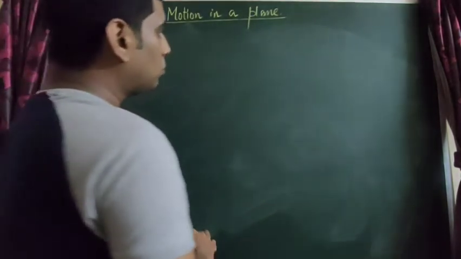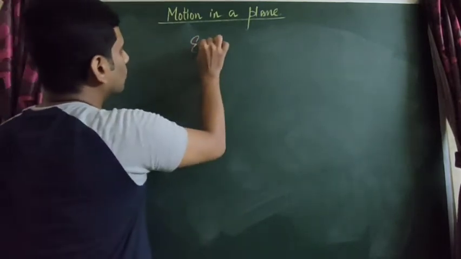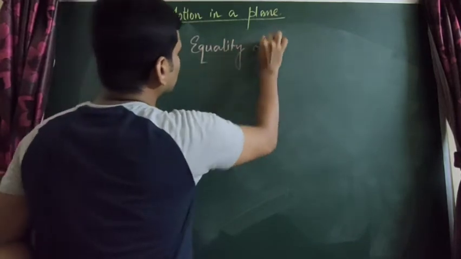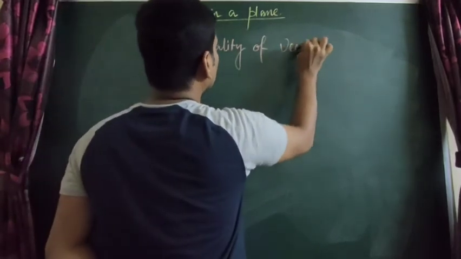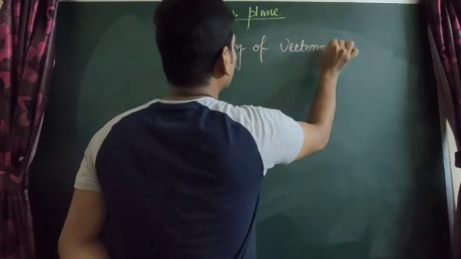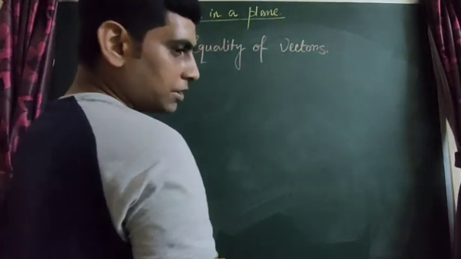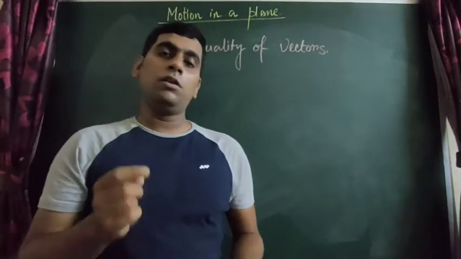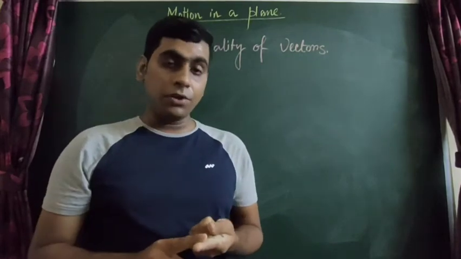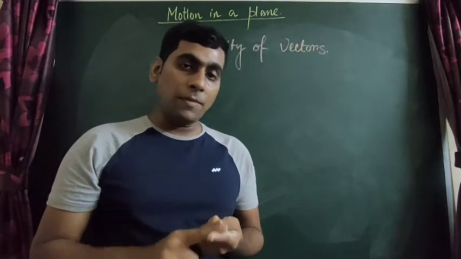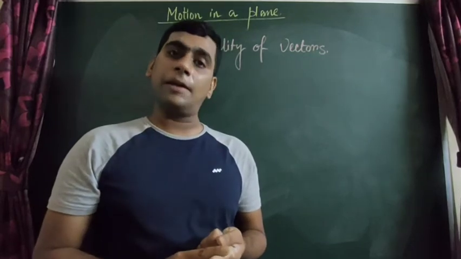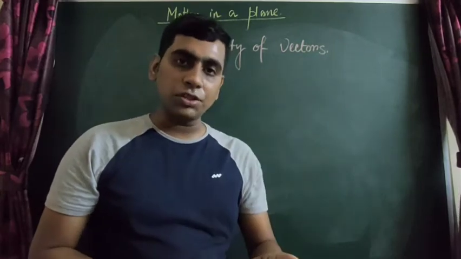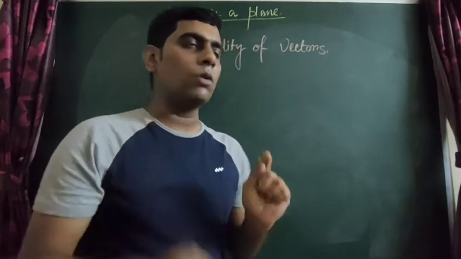Next, there is a term called equality of vectors. What is this? Suppose there are 4 vectors. Two vectors are said to be equal only when their magnitudes and directions, not only magnitude, but the directions as well, are the same. So if two or more vectors have the same magnitude and the same direction, then those vectors are said to be equal or the same.